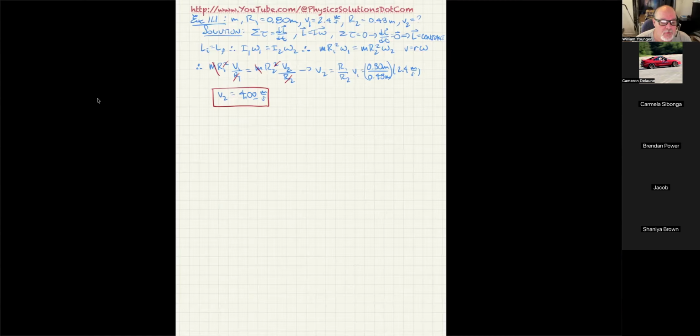All right, so let's move on to the next example. This is example 11.2. And this one says clutch. A simple clutch consists of two cylindrical plates that can be pressed together to connect two sections of an axle as needed in a piece of machinery.